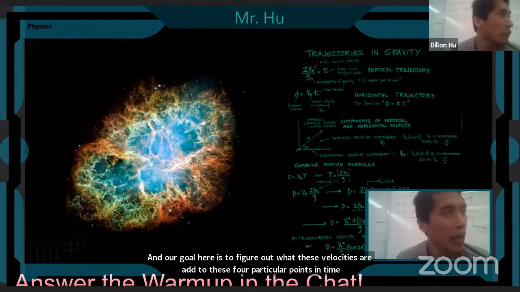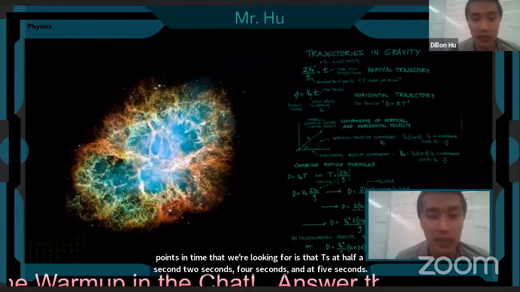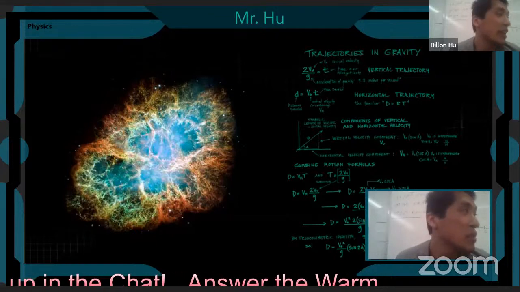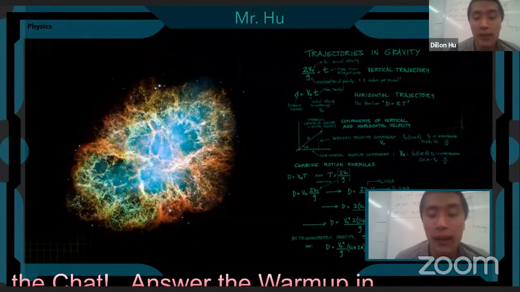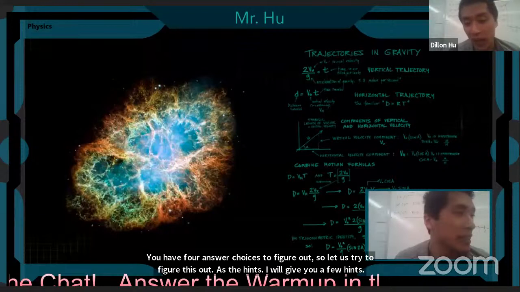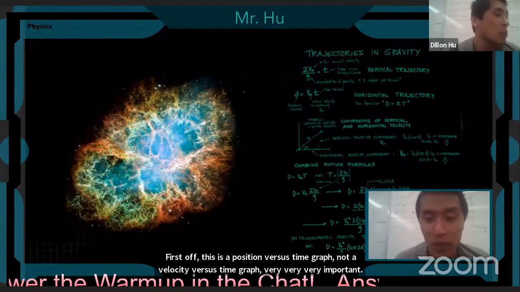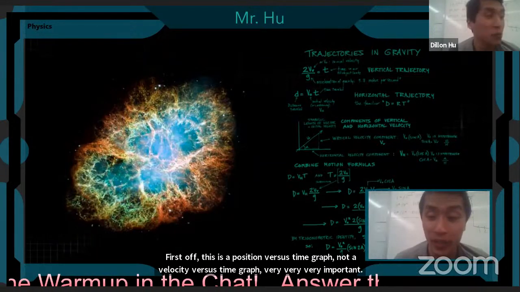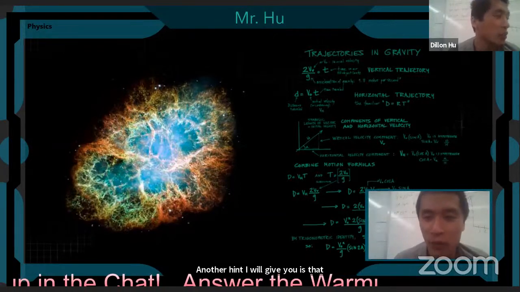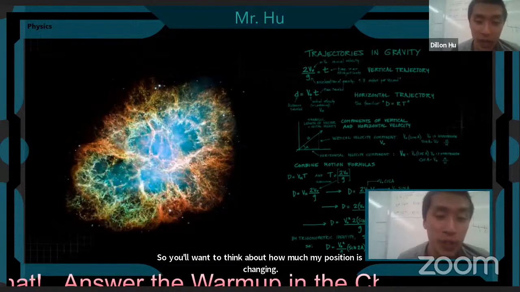I will give you a few hints. First off, this is a position versus time graph, not a velocity versus time graph. Very important. Another hint is that velocity is the change in your position over the change in your time. So you'll want to think about how much my position is changing per second during that time. Hopefully those two hints will help you figure this out. We will take about 4 or 5 minutes to try to figure this out. I have a poll for you to answer.